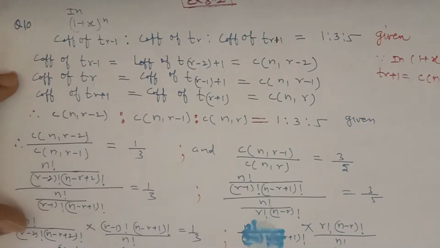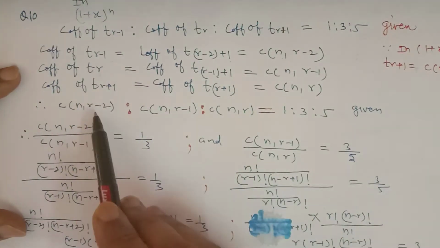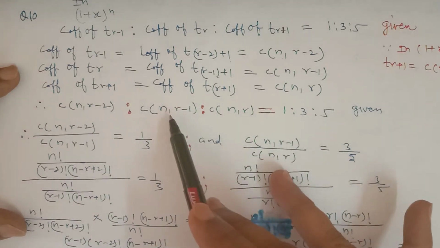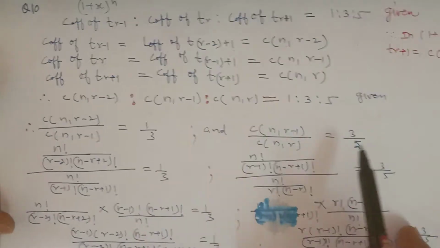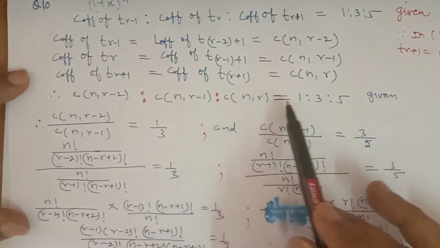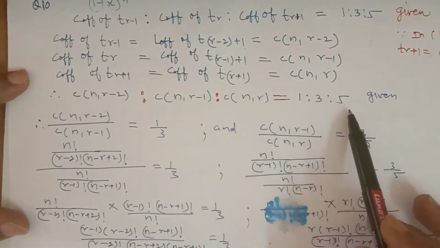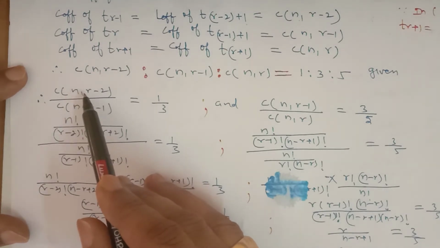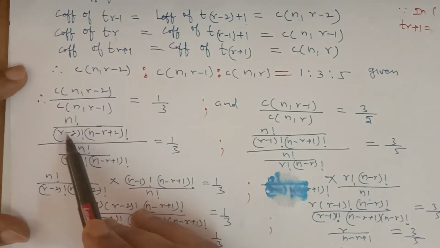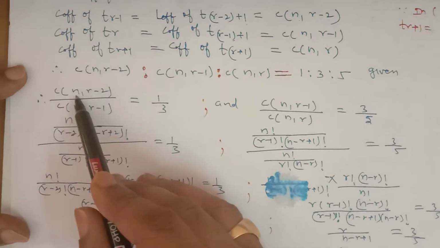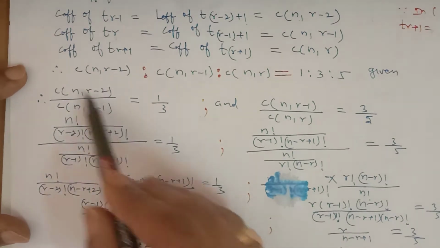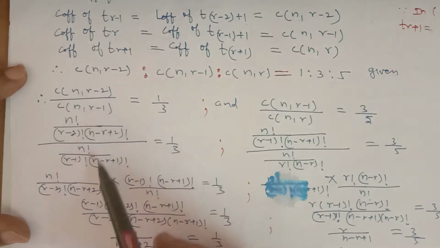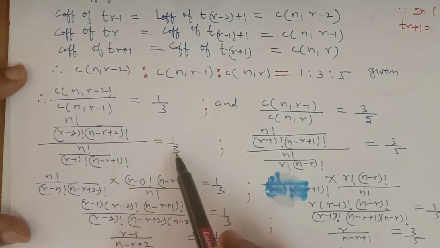Now you have to solve this ratio to find the values of n and r. So the ratio of the first two combinations will be equal to 1 upon 3, and the ratio of the other two is equal to 3 : 5. So solve the combination. You know the formula for the combination: n!/((n-r)! r!). So n!/((r-2)!(n-r+2)!) in the numerator, and in the denominator n!/((r-1)!(n-r+1)!), is equal to 1 upon 3.